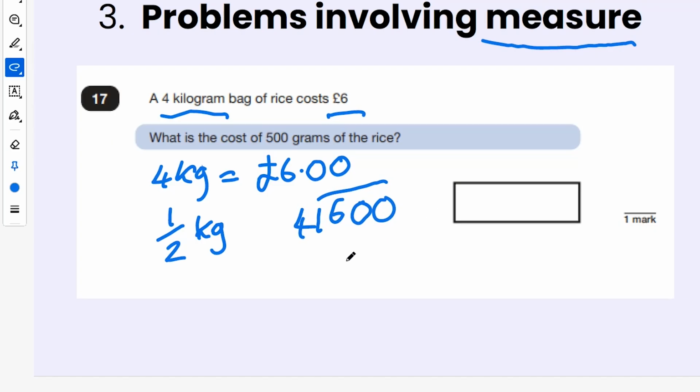So 600 divided by 4, 4 into 6 goes once with a remainder of 2, 4 into 20 goes 5 times, 4 into 0 goes 0 times. So 1 kilogram, therefore, would equal £1.50. Okay, that's the cost for 1 kilogram. And we know that 500 grams is half a kilogram, so I've got to do half £1.50 or half 150, which I know is 75 pence. Okay, so that's the cost of 500 grams. Again, there are 2 steps involved here. It's not so straightforward, but this is another type of reasoning problem involving measure.